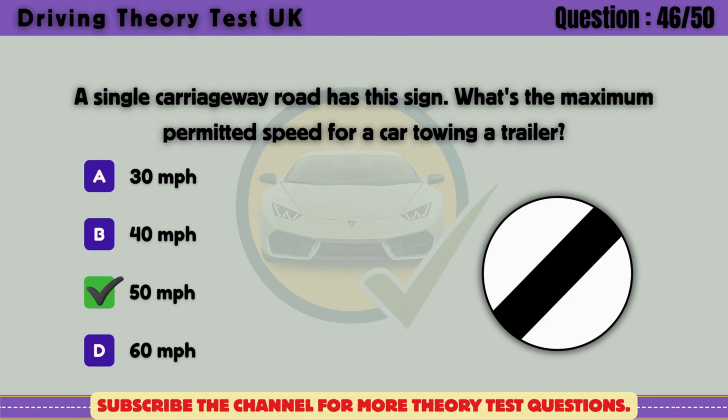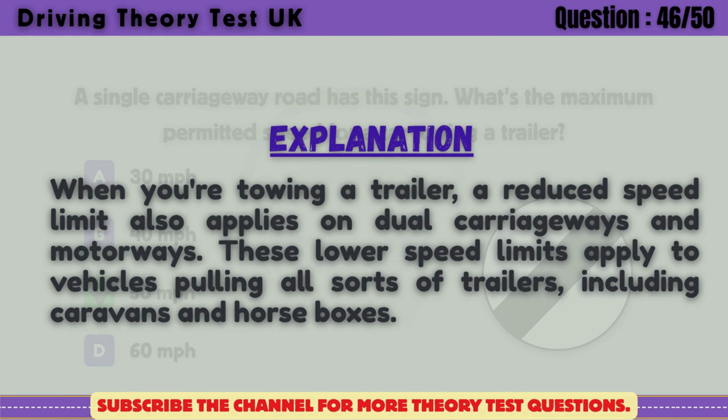Answer is C. 50 miles per hour. When you're towing a trailer, a reduced speed limit also applies on dual carriageways and motorways. These lower speed limits apply to vehicles pulling all sorts of trailers, including caravans and horseboxes.